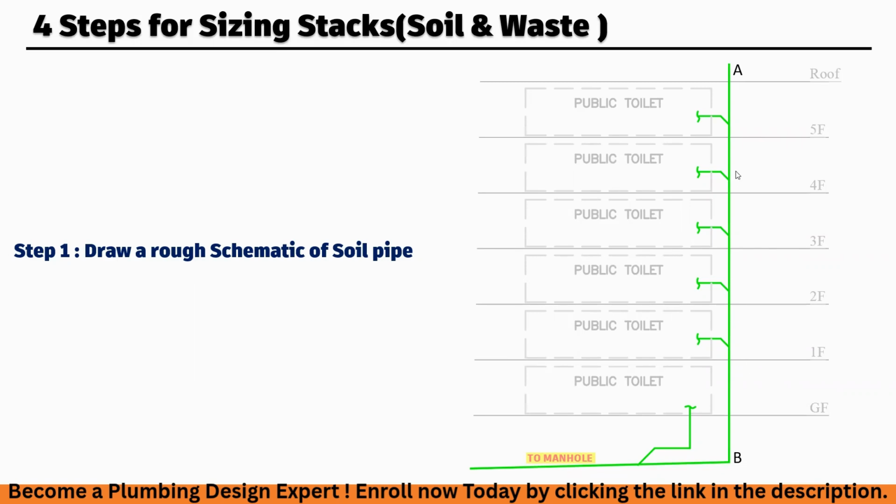So what we did, we just drew a rough schematic representing the public toilet on each floor, and a branch from each floor is connected to this vertical pipe, that is AB. And this will be called the vertical stack for soil.